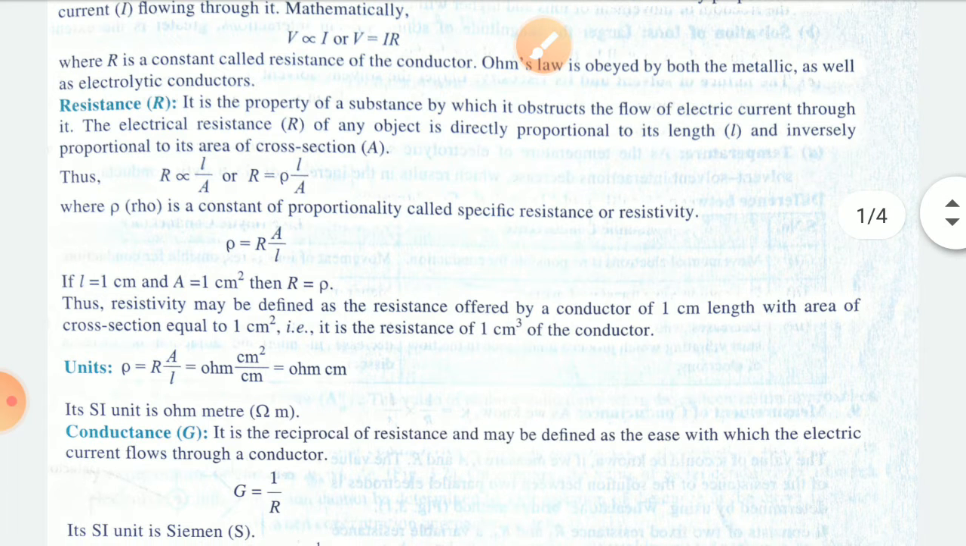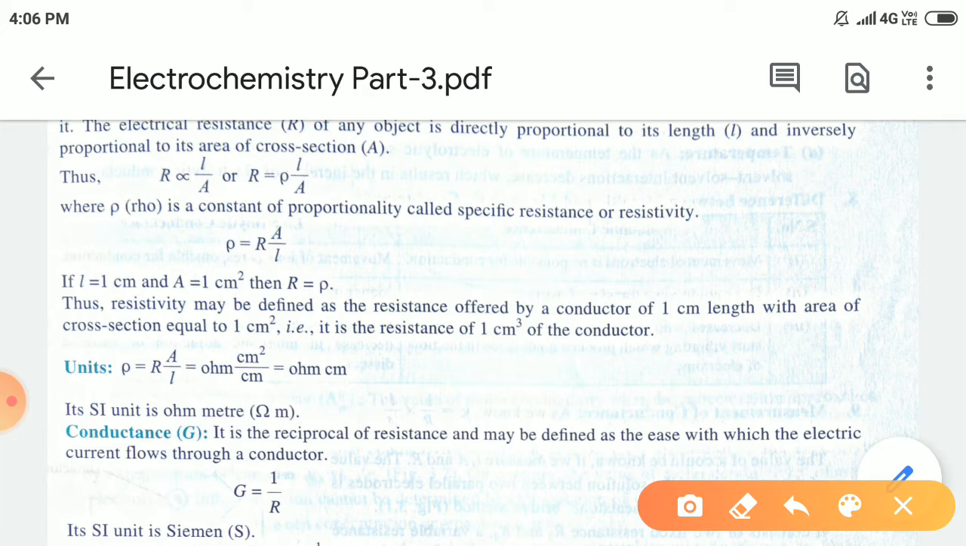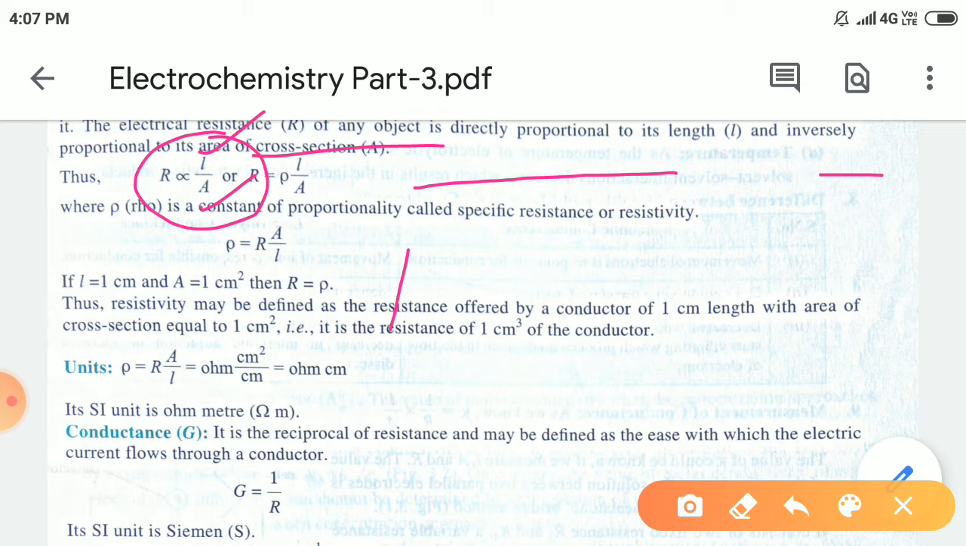Resistance is the property of a substance, that is the object, which is directly proportional to its length and inversely proportional to its cross section area. Therefore, resistance R is directly proportional to length and inversely proportional to cross section area. So we may write resistance is equal to rho into L by A, where rho is a constant of proportionality called specific resistance or resistivity.